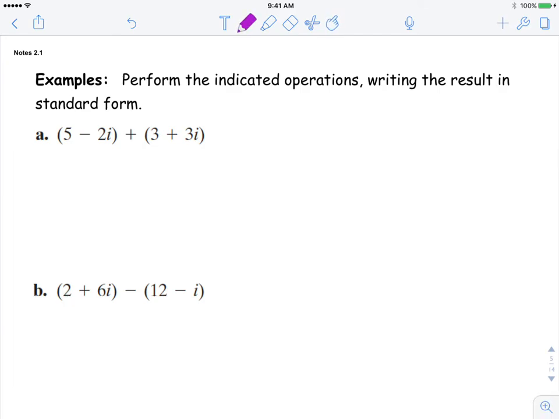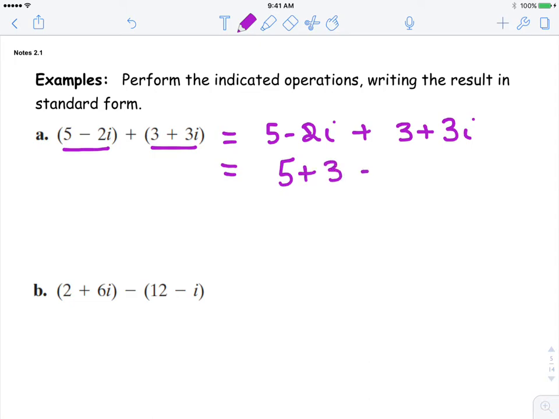First example, this is a complex number adding another complex number. So I'm going to go ahead and just drop the parentheses. Now I'm going to rearrange so I have my real parts together and then our imaginary parts together. Now we combine. Real parts, 5 plus 3 is 8. Imaginary parts combined together give you positive 1i, or i.